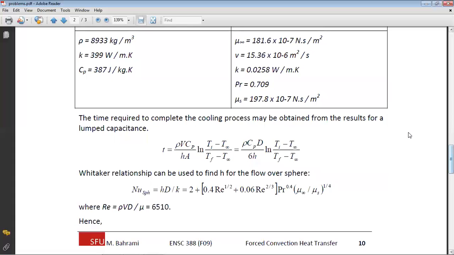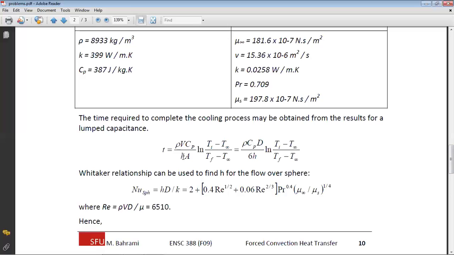Once you get the property values, you can substitute in rho V Cp, h into A. Tau will be here. It is the same expression that we have seen: (T minus T infinity) upon (Ti minus T infinity) is equal to e to the power minus hA upon rho Cv into t, which is an unsteady state. Now here we don't know the value of h. Now how to calculate that?